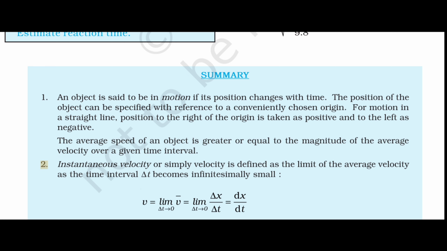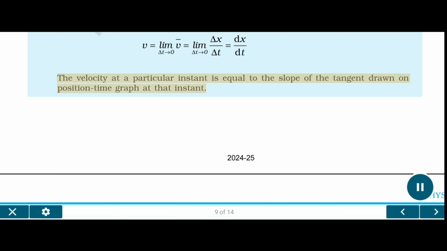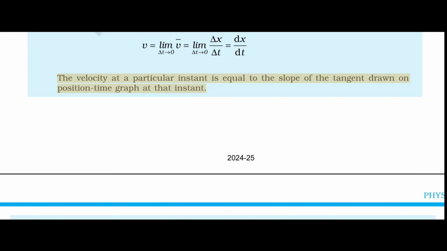2. Instantaneous velocity, or simply velocity, is defined as the limit of the average velocity as the time interval increment Δt becomes infinitesimally small. The velocity at a particular instant is equal to the slope of the tangent drawn on the position-time graph at that instant.